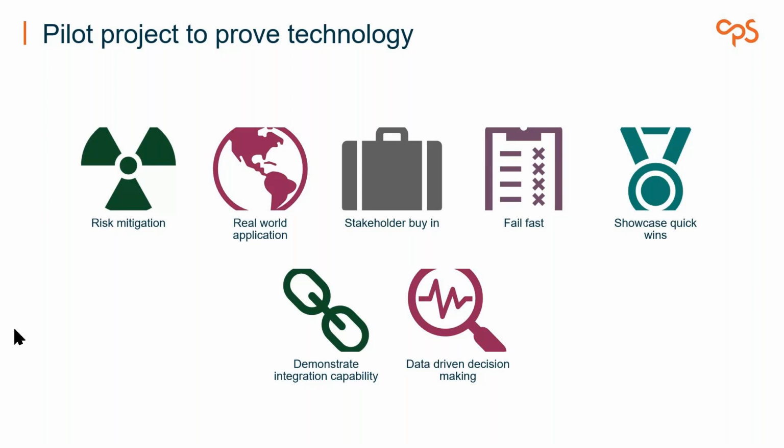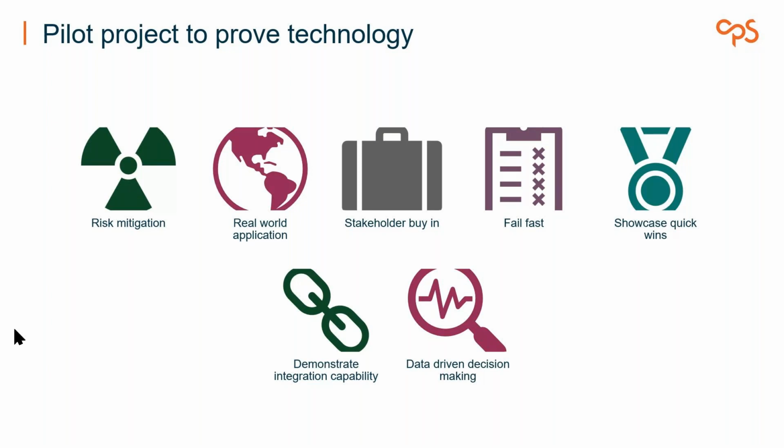It enables you to fail fast also. The Power Platform is a software as a service offering. So unlike traditional development where you need to do a lot of work up front to spin up servers, etc., the Power Platform is ready to go and you can fail fast. You can showcase quick wins on the flip side as well. So automation applications can be created to demonstrate how fast things can be turned around. You can demonstrate integration capability.